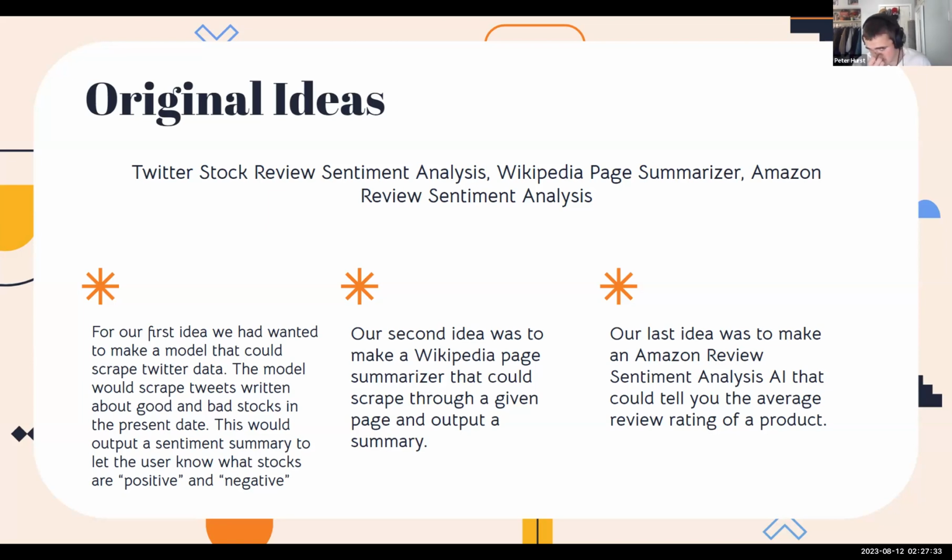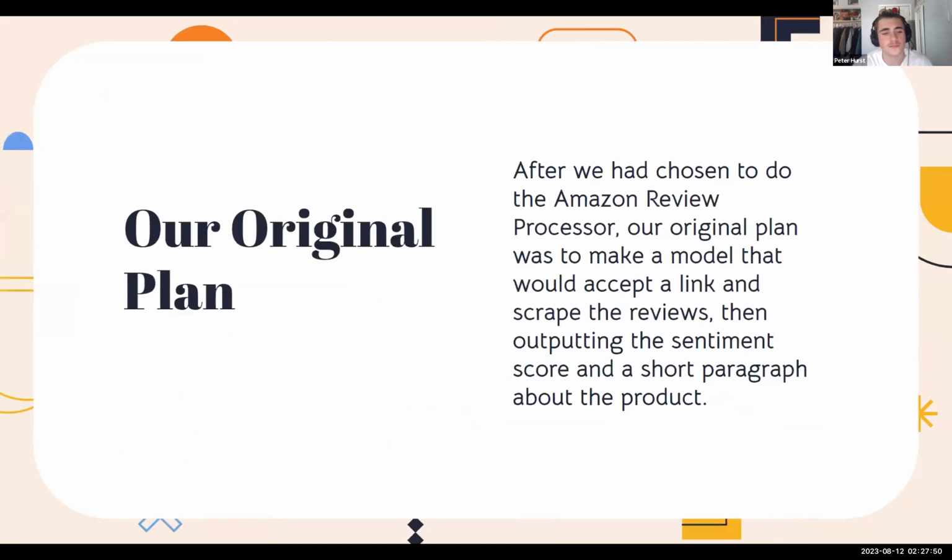Our second idea was to make a Wikipedia page summarizer that could scrape through a given page and output a summary. The last idea that we had was an Amazon review sentiment analysis AI that could tell you the average review rating of a product. So the plan that we went with was, after we had chosen to do the Amazon review processor, our original plan was to make a model that would accept the link and scrape the reviews, then output the sentiment score and a short paragraph about the product.